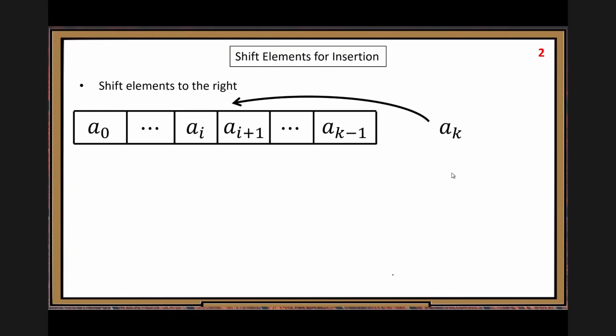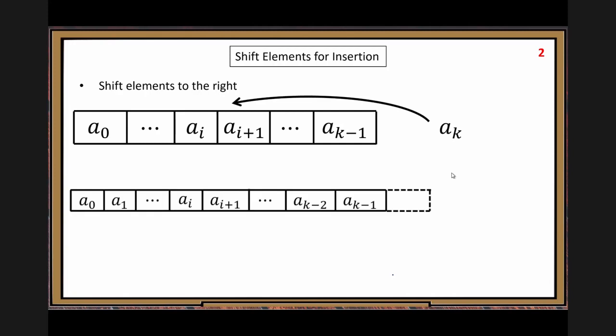Find a room for AK. Currently all the rooms are occupied, right? So you need to do some work to find the appropriate room for AK, here by shift operation. Shift operation. Okay, fine.